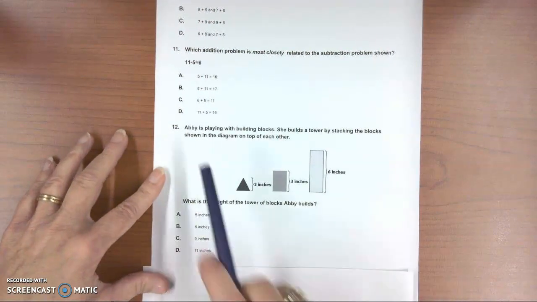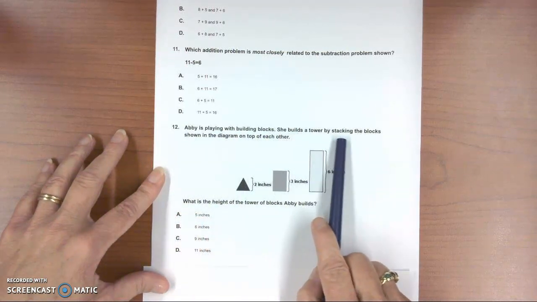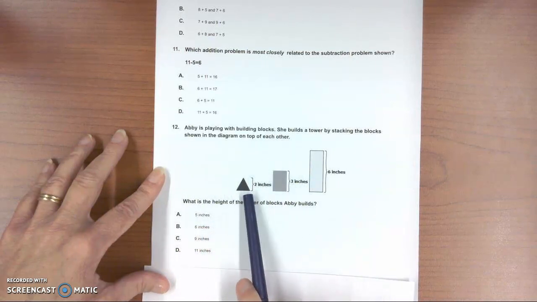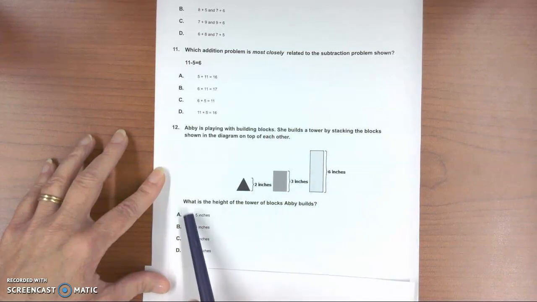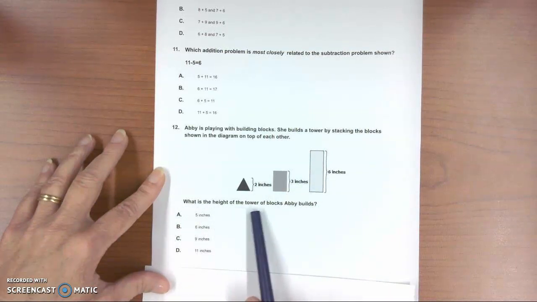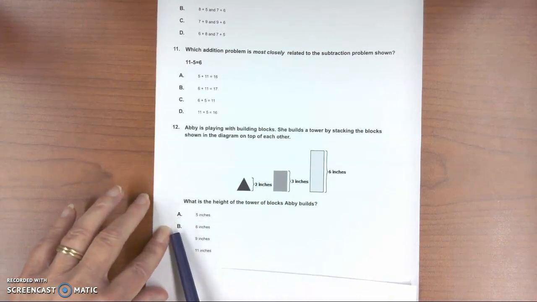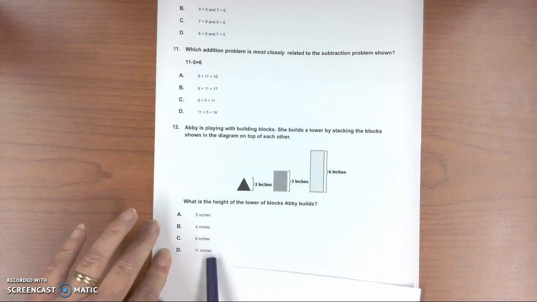Number 12. Abby is playing with building blocks. She builds a tower by stacking the blocks shown in the diagram on top of each other. 2 inches, 3 inches, 6 inches. What is the height of the tower of blocks Abby builds? A, 5 inches, B, 6 inches, C, 9 inches, D, 11 inches.